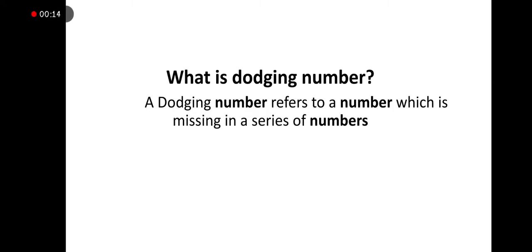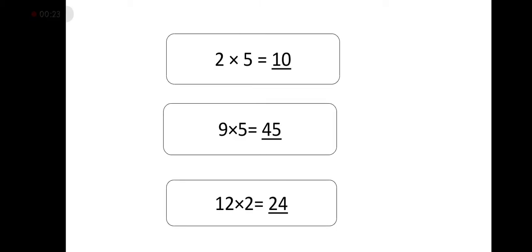Today our topic is missing number tables. What is a missing number? A missing number refers to a number which is missing in a series of numbers. Here are some examples of missing number tables.